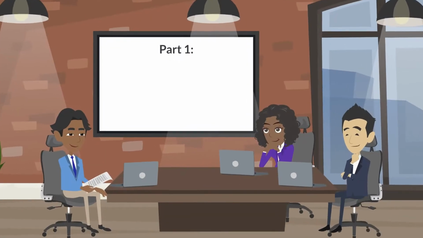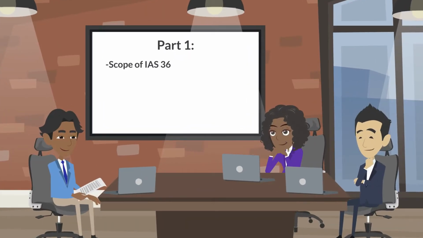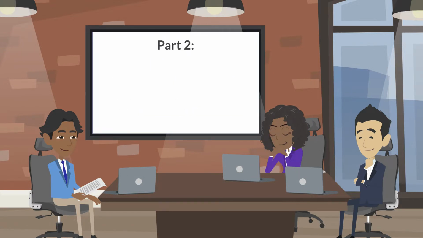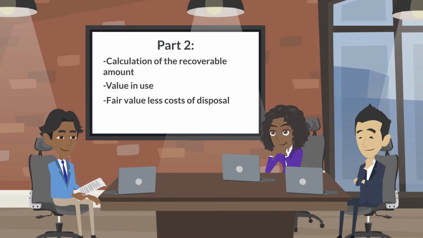This course will cover the scope of IAS 36 as well as the timing, level, and sequencing of impairment testing, along with an overview of the impairment test itself. The Impairment of Assets Part 2 course will go into much more detail on the impairment test, including calculation of the recoverable amount, value in use, fair value less cost of disposal, and ultimately the impairment amount.